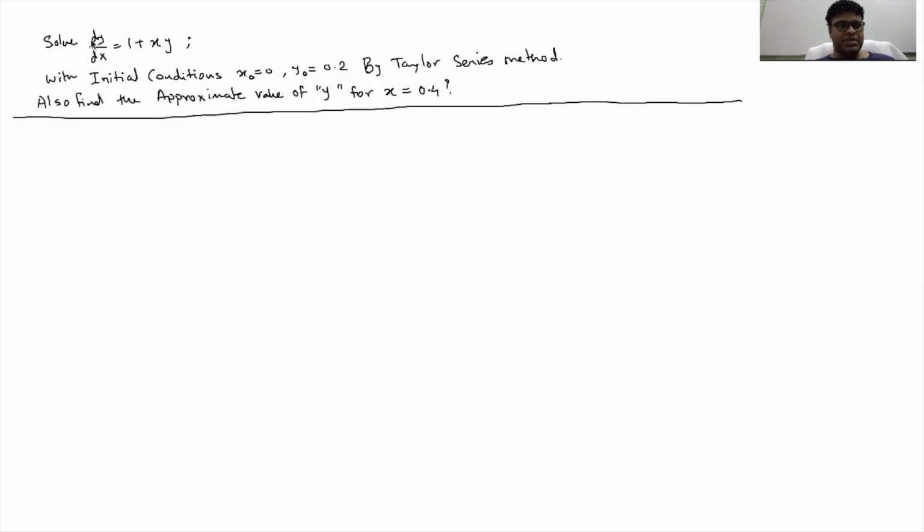So now in this question, we have one differential equation. You can see that here. And it is said that you have to solve this differential equation by something called the Taylor series method. So we'll apply the Taylor series method. And if you see, there are some initial conditions given, those are x naught is equal to 0 and y naught is equal to 0.2. And then there is one more question: find the approximate value of y for x is equal to 0.4.